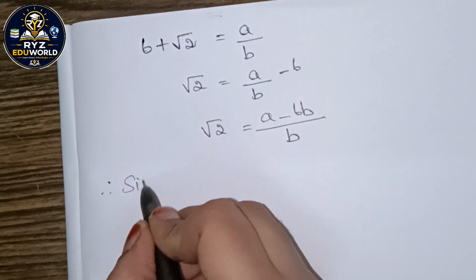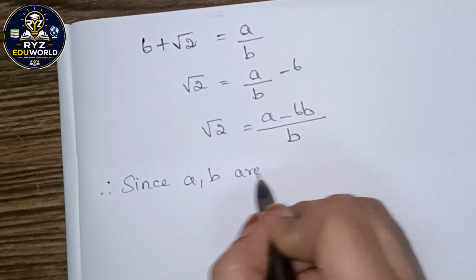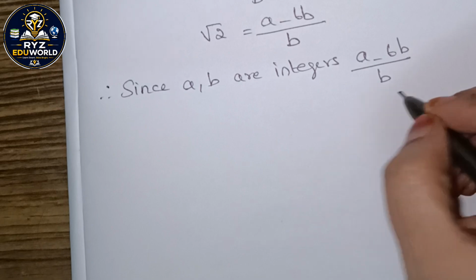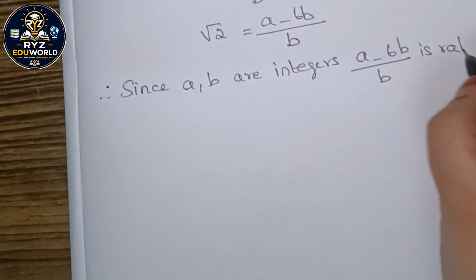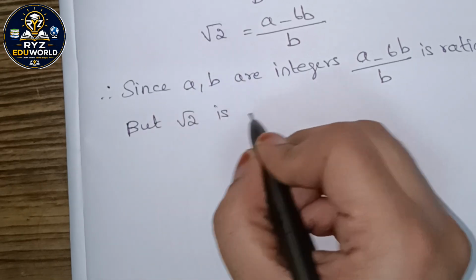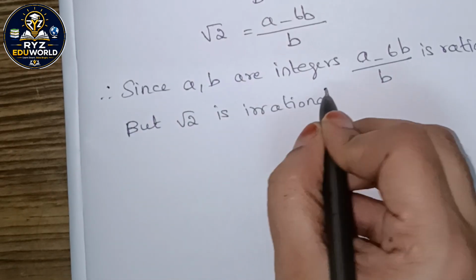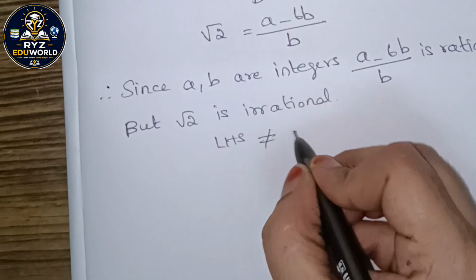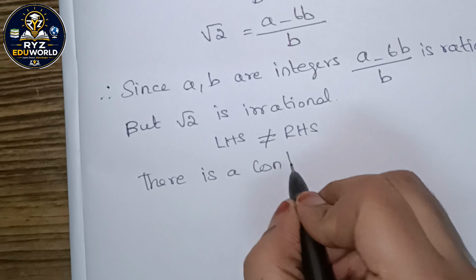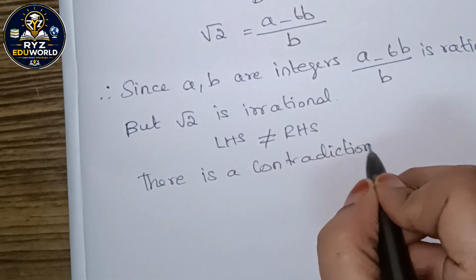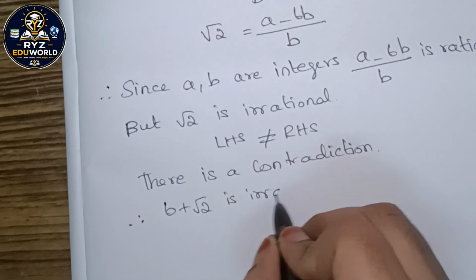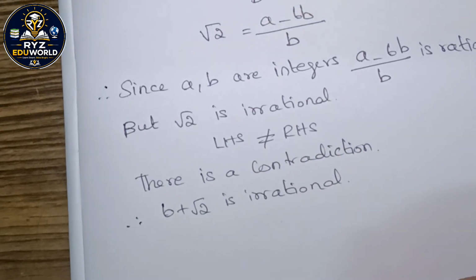Okay, so since a, b are integers, then a minus 6b by b is rational, but √2 is irrational. LHS not equal to RHS. There is a contradiction. Therefore 6 plus √2 is irrational. Okay, understand Ashida?